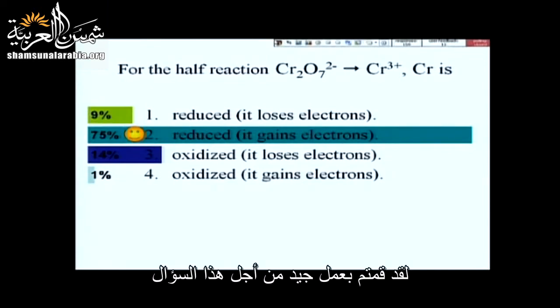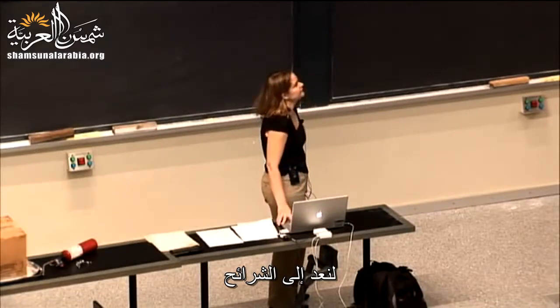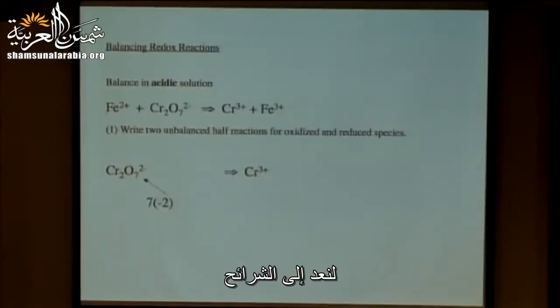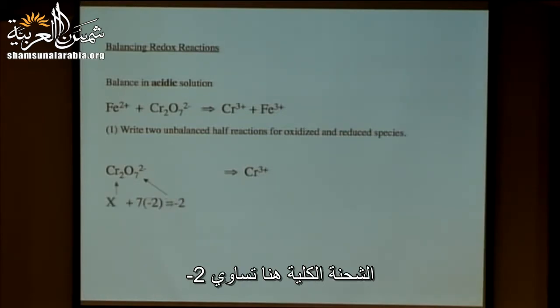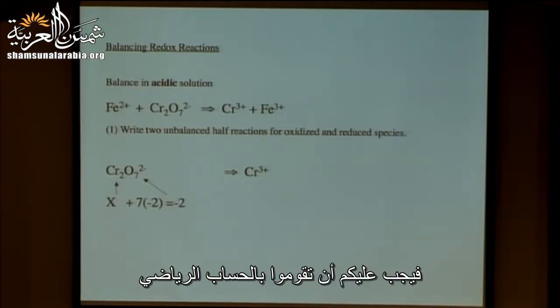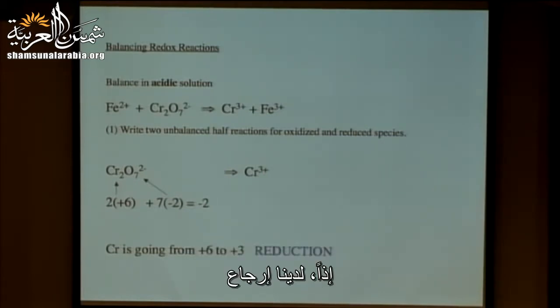Okay, people did pretty well on that one. Let's look at the answer to that. So let's go back to my PowerPoint. And so the oxidation number for oxygen here is minus 2. The overall charge on that is going to be minus 2, so you have to figure out what the math equals there. If you run through the math, then you see that you're going from a plus 6 to a plus 3 state. So we have a reduction.